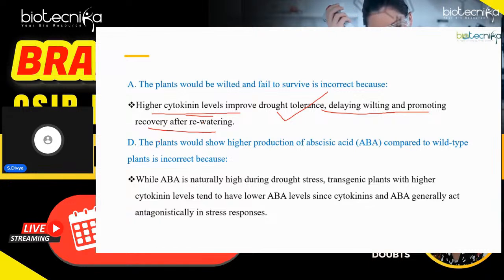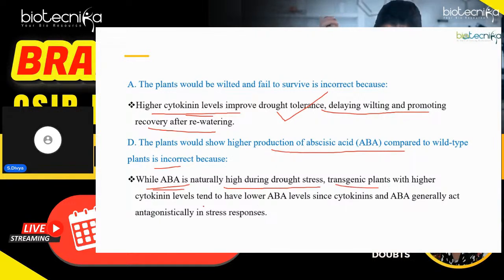Next, the statement that the plants should show higher production of abscisic acid compared to wild type plants is incorrect, because ABA is a natural plant hormone that gets activated during drought conditions. But transgenic plants with higher cytokinin levels will tend to have lower ABA levels, because these two hormones are antagonistic to each other when it comes to stress responses. Right? So that's the reason statement D is also incorrect over here.